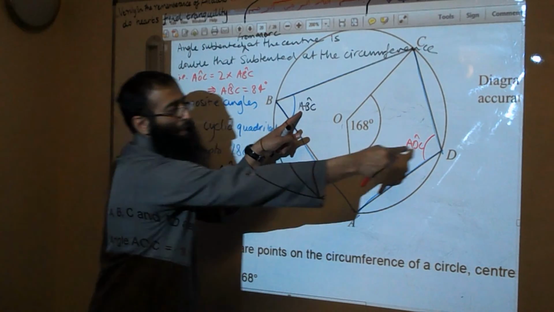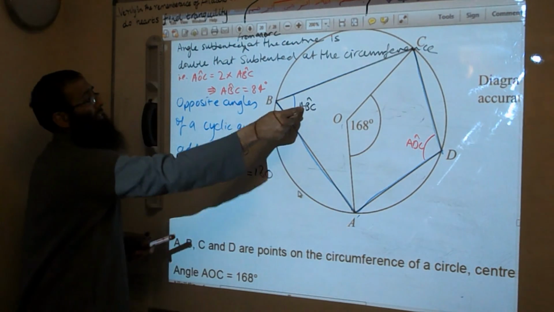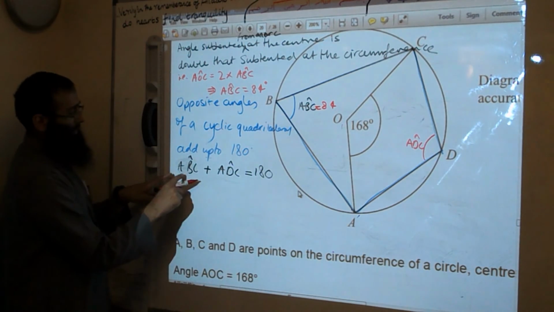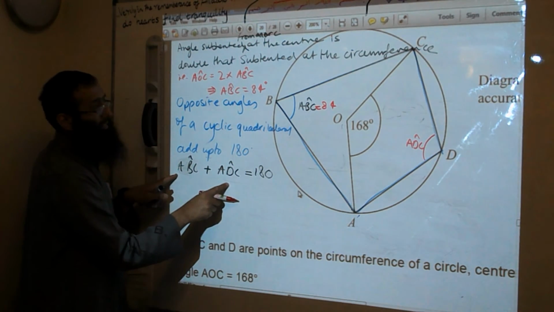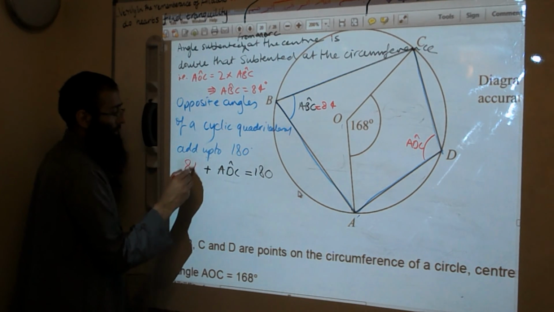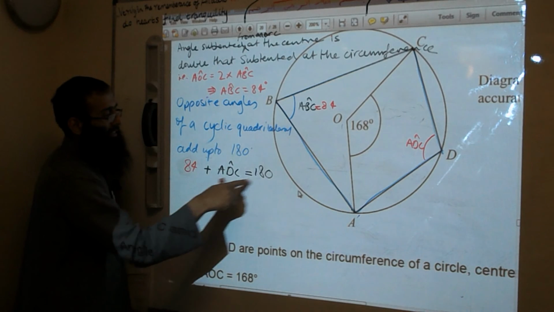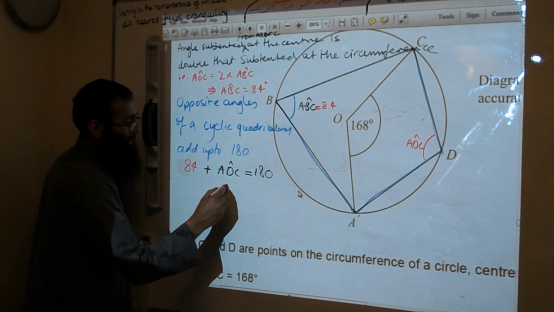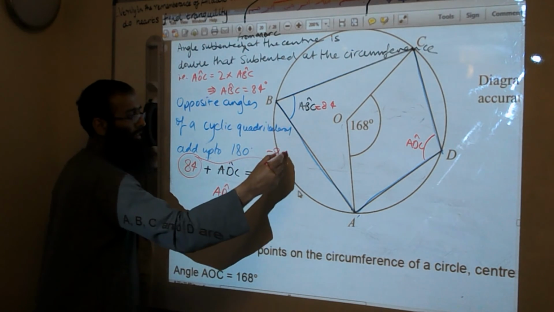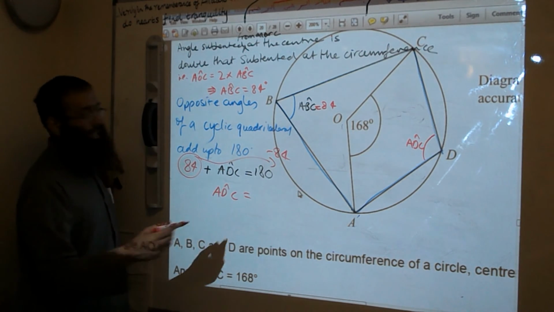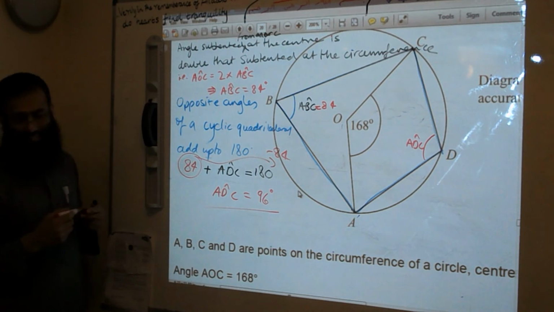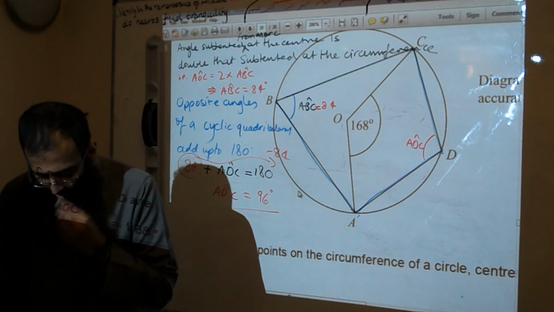Now that we know this one, we can work out that one. What is this angle here now? 84. So I made a statement, ABC add ADC is 180, so I'm going to rub this one out now. I'm going to put in here 84. 84 add this angle is 180. Therefore, ADC is 180 minus 84, so angle ADC will give us an answer of 96.